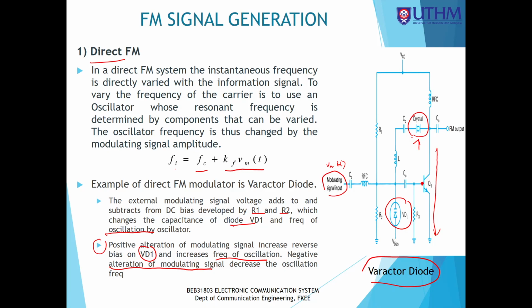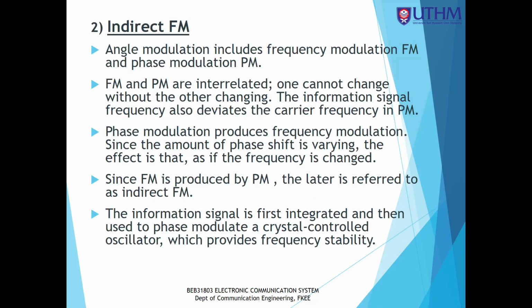We're going to see the second type of FM signal generator, which is what we call the indirect FM. So indirect FM means that we are indirectly changing the frequency of the carrier, and we are directly changing the phase of the carrier. Okay, so if we indirectly change the carrier frequency, we are directly changing the carrier phase. Remember, frequency and phase are related to each other. So how to generate the indirect FM?